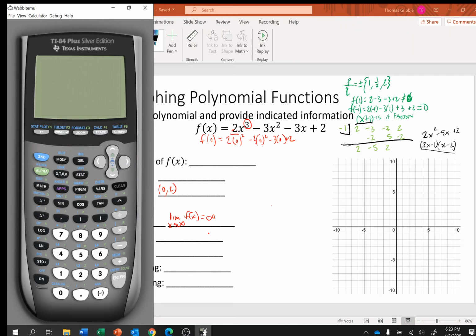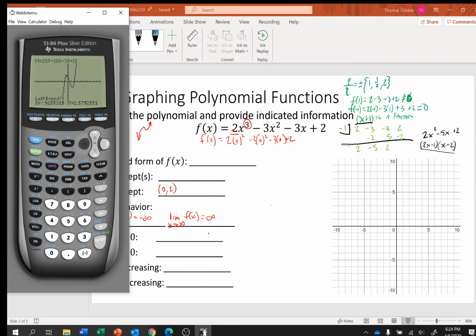Now we can find the location of these turning points, and the way we do that is hit second, trace, and we're going to find a maximum. So we're going to go down to 4, hit enter, and it's asking us to pick a point to the left of the point that it's given here. So we go over to the left. This is definitely to the left of that maximum.